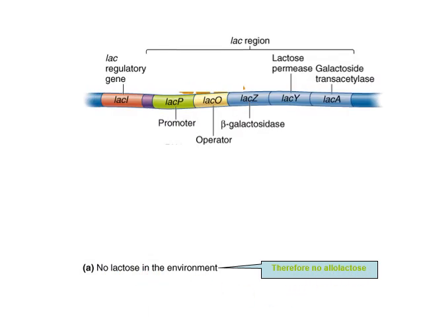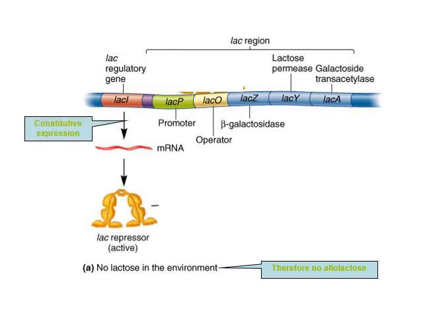All right, so this next slide is just another representation of the same thing from a different textbook that shows it using slightly different graphics. So we start in an environment where there is no lactose, therefore there is no allolactose. This is our piece of DNA, the three structural genes again, the operator, the promoter, and the LAC-I gene. And as before, the LAC-I gene is constitutively transcribed and translated into the LAC repressor protein.